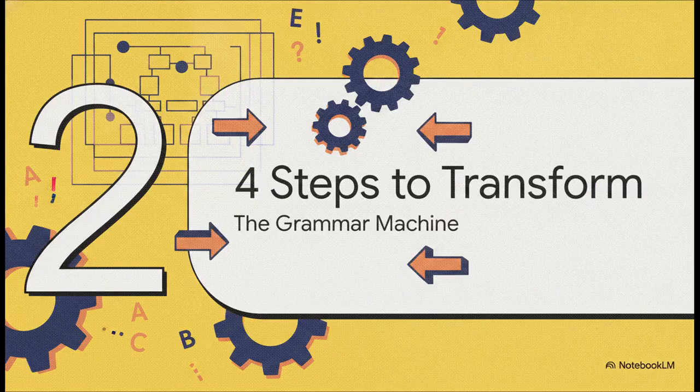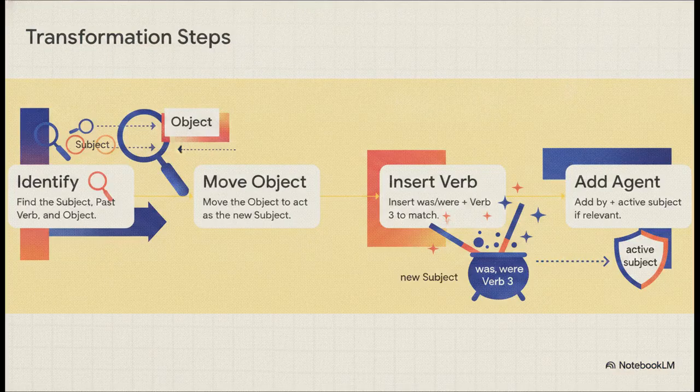Moving right along to section 2, the 4 steps to transform. I like to call this the grammar machine. If you follow 4 very specific steps, you can turn any active past tense sentence into a passive one. Step 1. Identify your active components. Just find the subject, the past verb, and the object.